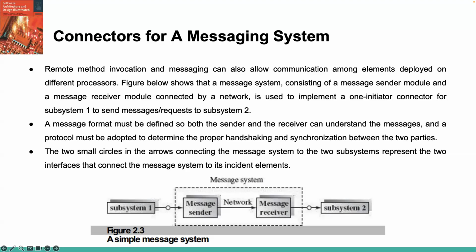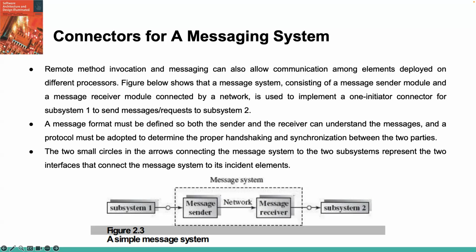The two systems communicate over a network, but before they can understand each other, they must agree on a message format and a protocol. Think of this like two people who speak different languages but have to communicate. They first agree on a common language, like the message format, and rules for how the conversation should go, like the protocol. In your slides figure, there is a message system connecting subsystem 1 and subsystem 2. The message system has two key parts: message sender module, part of subsystem 1, and message receiver module, that is part of subsystem 2. These two modules communicate over a network.